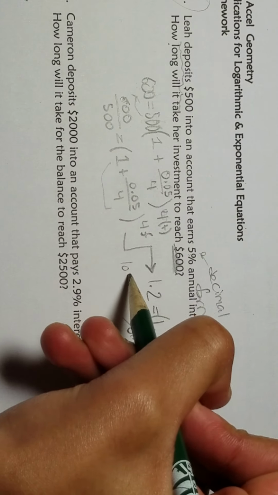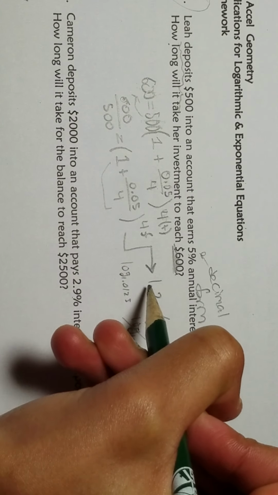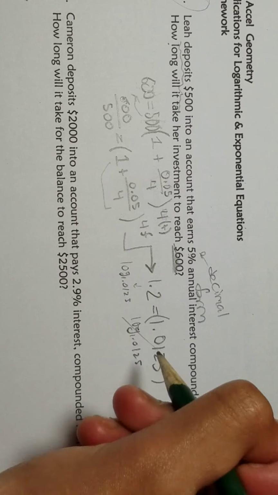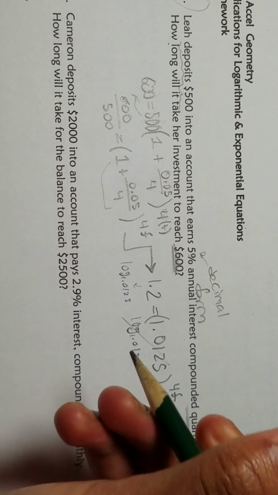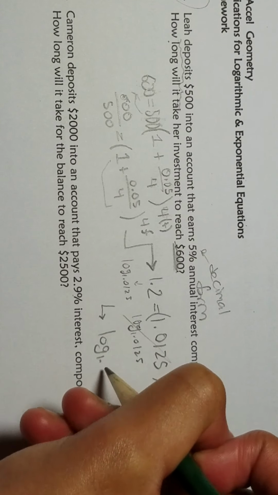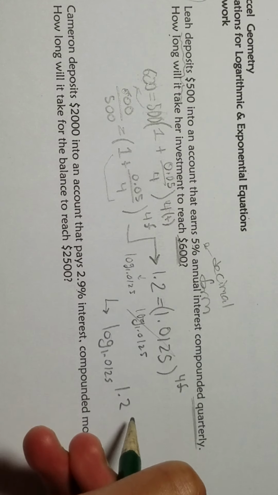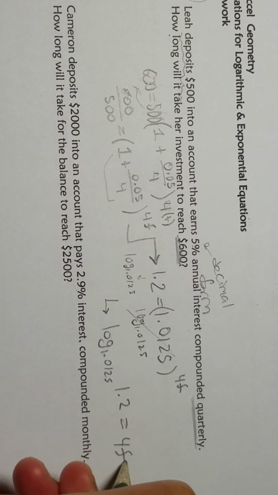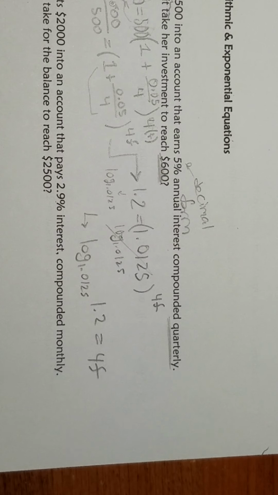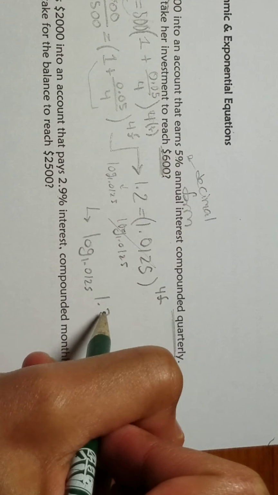So now you have a log with 1.0125 as your base, and you add in that 1.2 as your argument. So that's on one side. And then because this cancels out, your 4t is what's left over here. So now what you get is log base 1.0125 and then 1.2, your argument, equals 4t. Right there. That's what you get. This is your base of the log, this is your argument, and that.